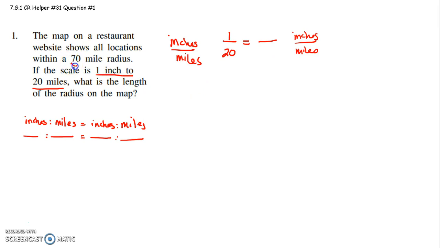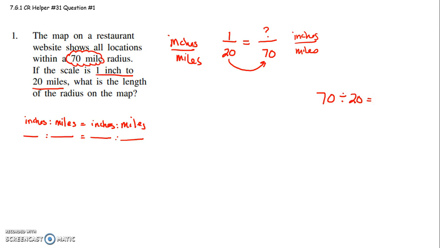But now I have to figure out where the 70 should go. Well, 70 is next to the word miles, so I put a 70 here. I don't know how many inches that is. Now I have to get this fact. How do I get from 20 to 70? Well, you could take 70 divided by 20.